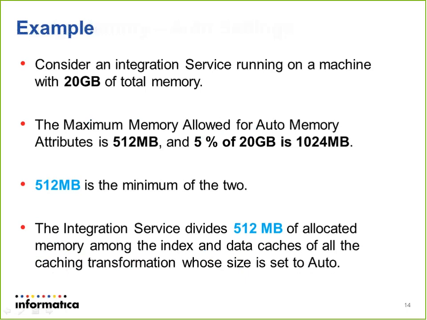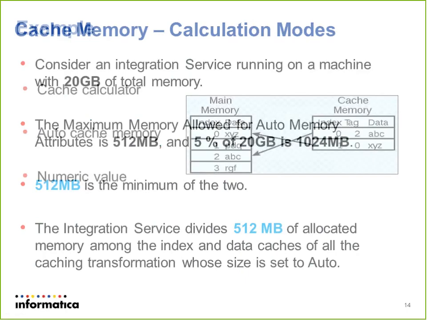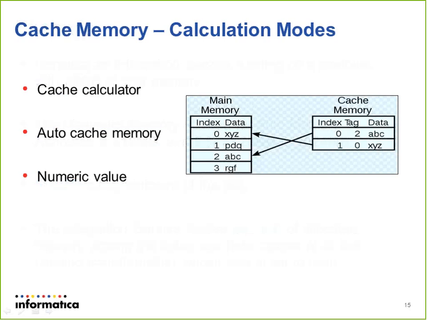Default 1 MB is calculated for the index and 2 MB for the data cache. The integration service can increase this value if required at runtime. You can use any of these methods to specify the cache memory size: a cache calculator, use auto memory to specify a maximum limit on the cache size, or configure a specific numeric value for the cache size.